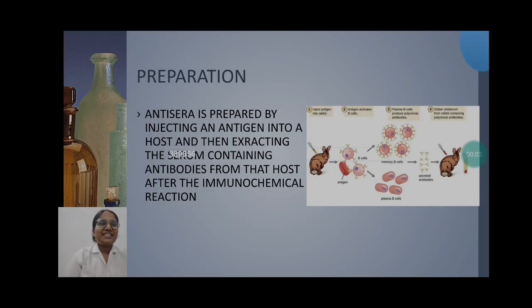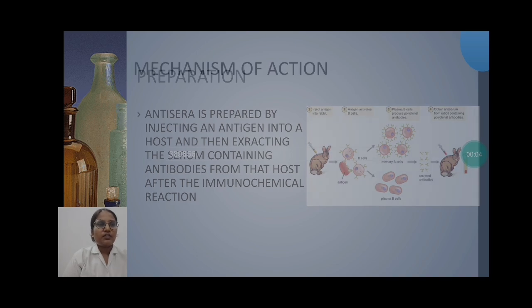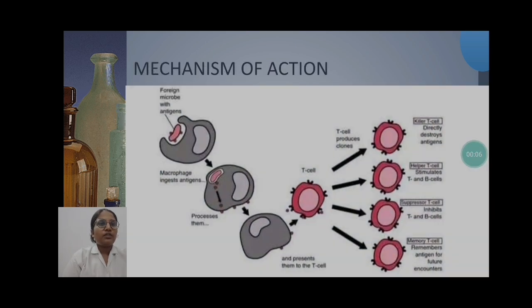Okay, now let's see how this antisera is formed. So we know that unless and until an antibody binds to the target cell, our immune system won't be able to identify it. And these antisera contain the antibodies. These antibodies go and bind to the antigen present on the target cell. Now this target cell is capable of being identified by the host immune system.